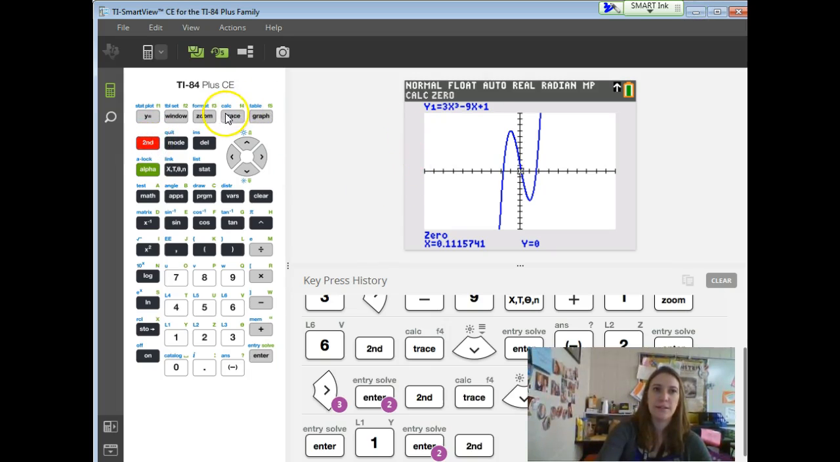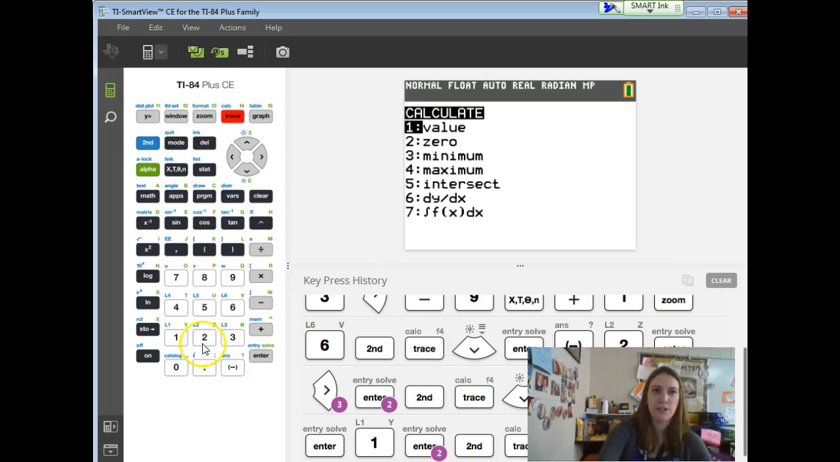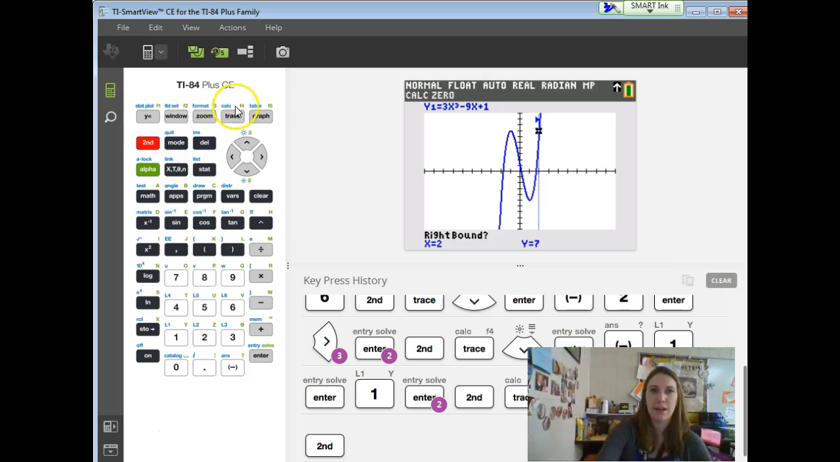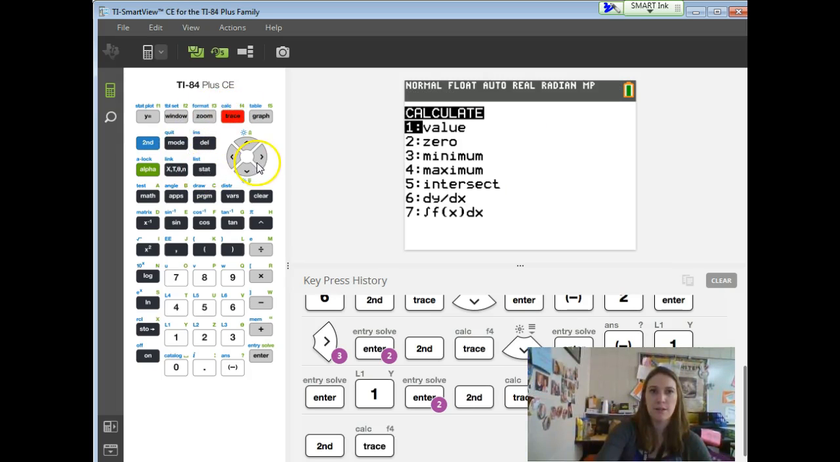Second trace, zero finder, which you can just type 2. Alright, left bound, I'm technically already left of it, but I'm going to go a little closer by hitting a 2. Ooh, that was a mistake. I have to pull that up again, because I can't count. I should have just gone to 1. My bad.